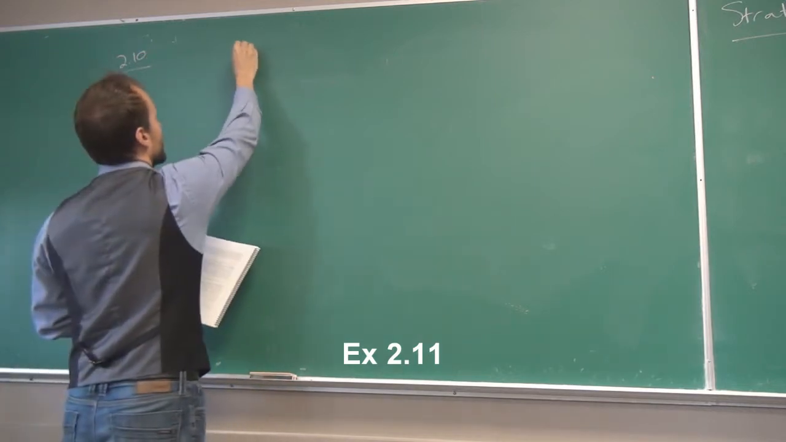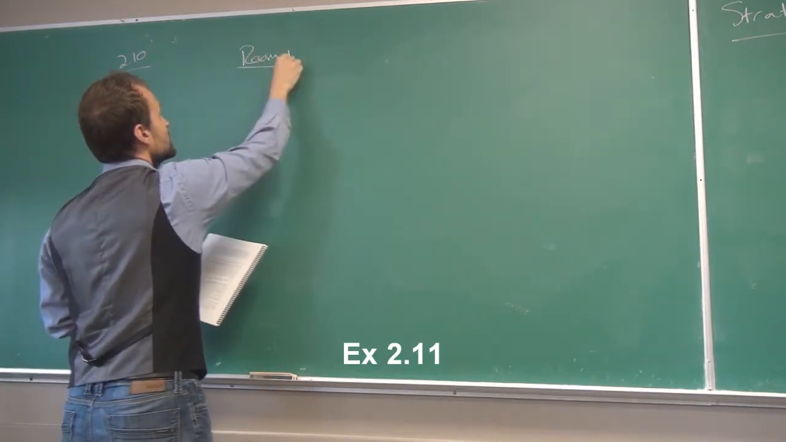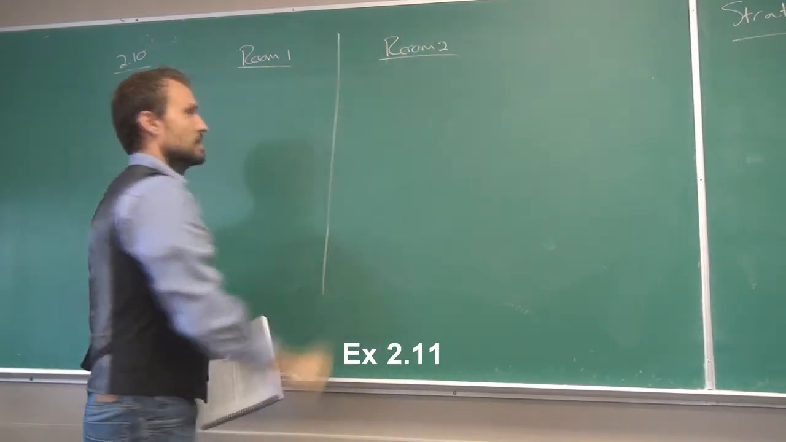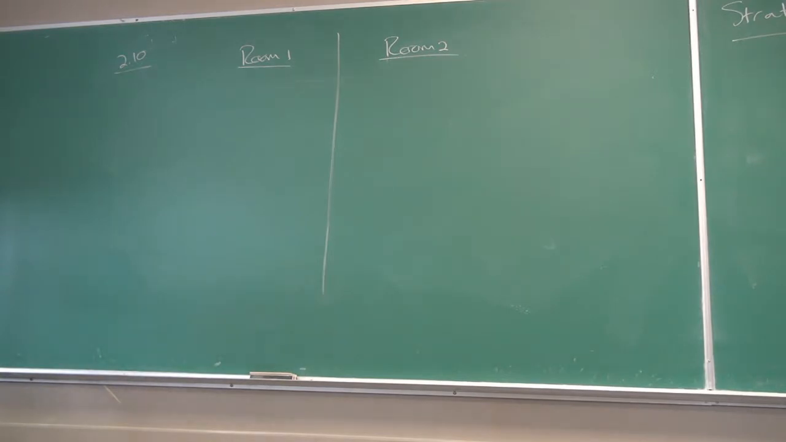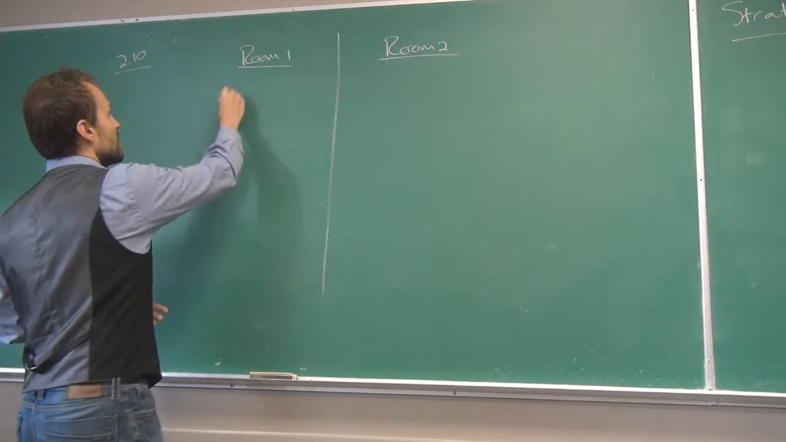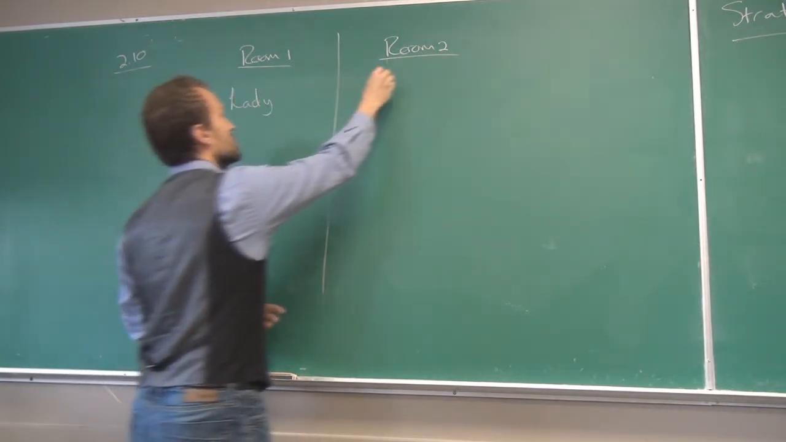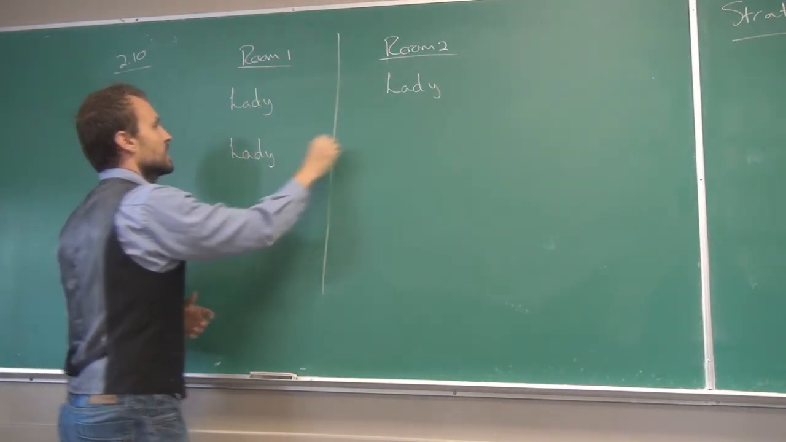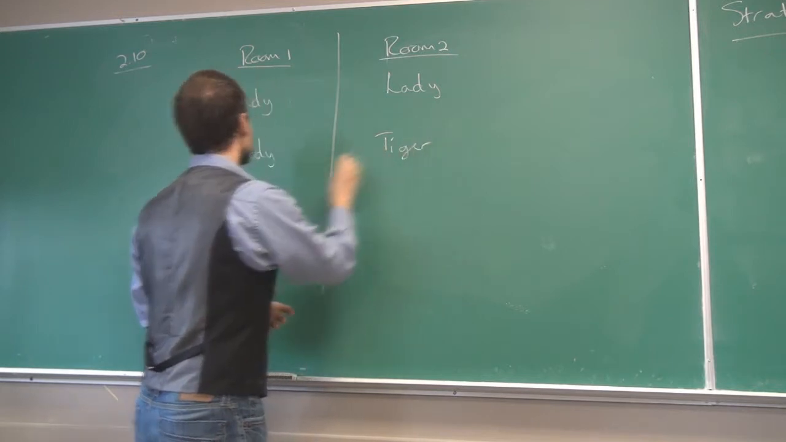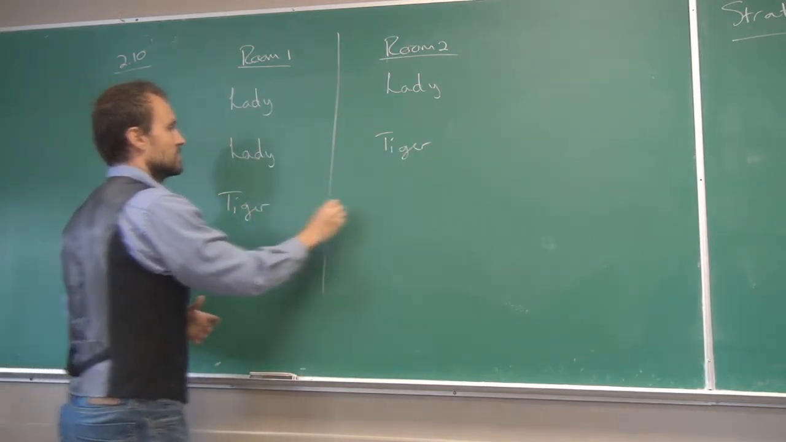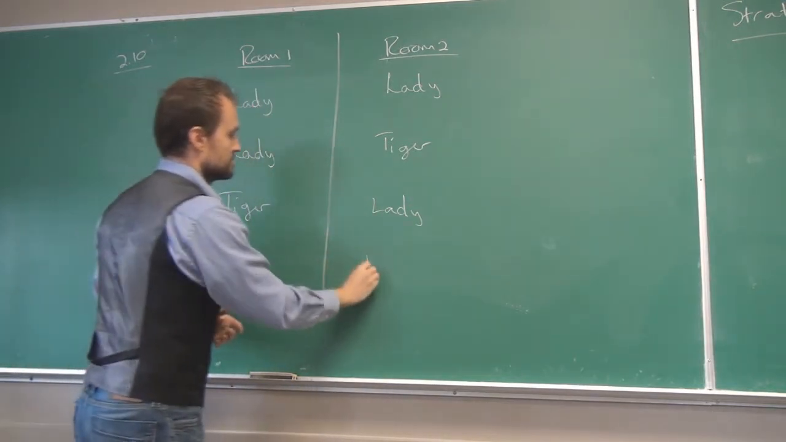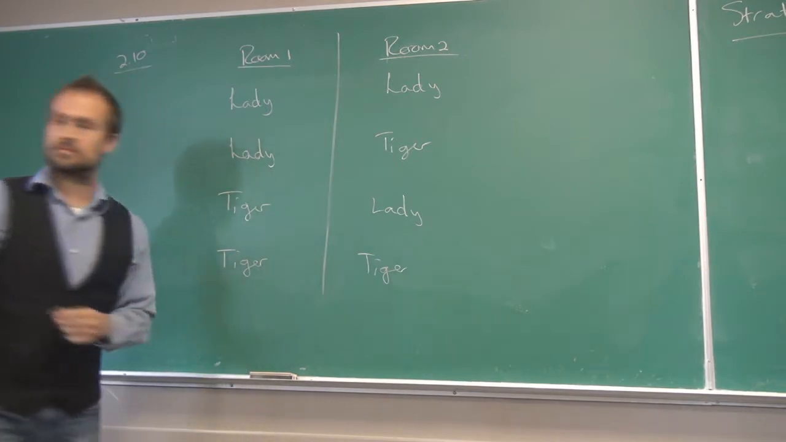2.10, we have room 1 and we have room 2. And because I have 2 rooms and lady-tiger combinations are all possible without any further information, I'm just listing them all. Lady, lady, lady, tiger, tiger, lady, tiger, tiger. All right.